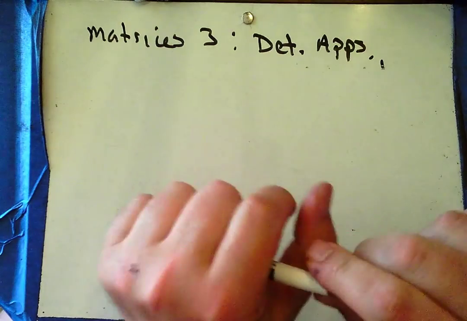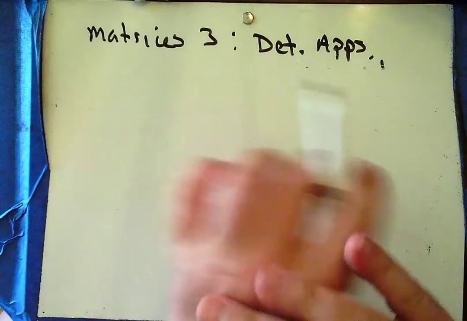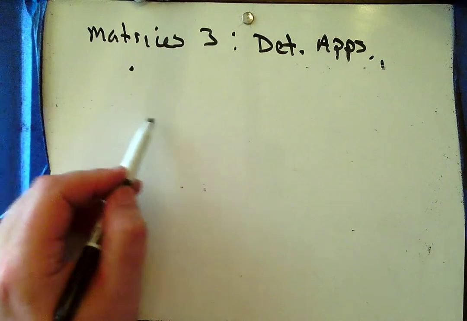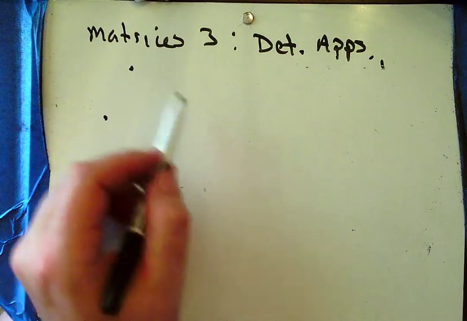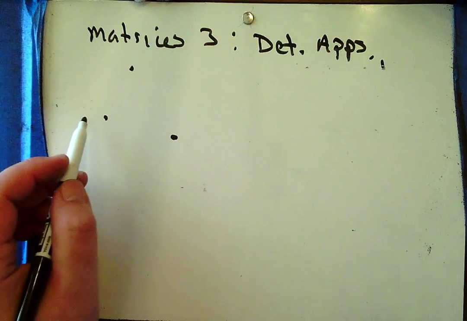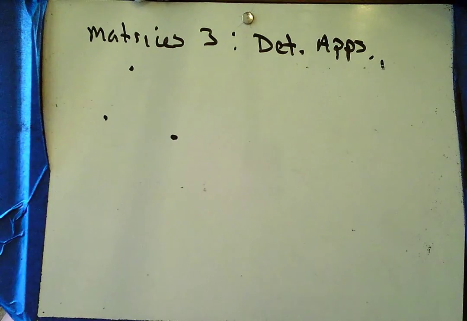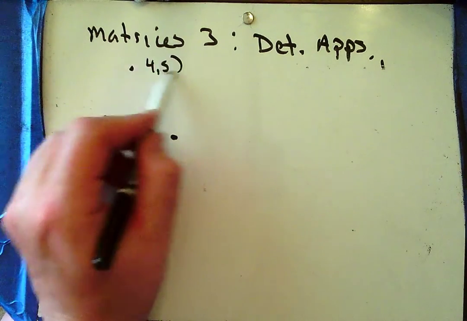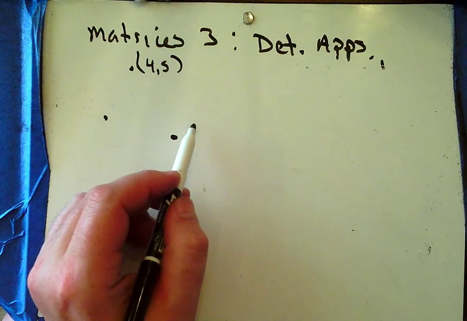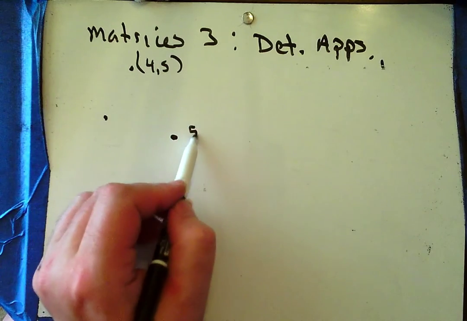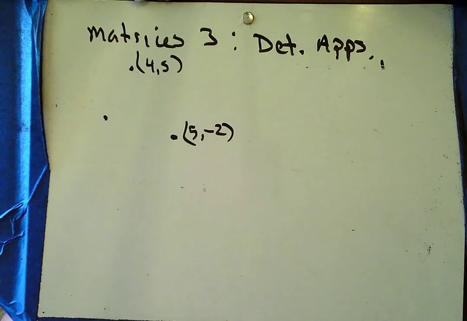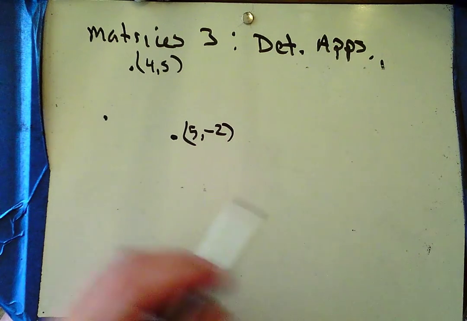Now, what else can we do with determinants? Well, check it out. If I know that I have a triangle whose points are 4, 5 is this vertex, and 5, negative 2 is this vertex, and this vertex over here is at 0, 0.